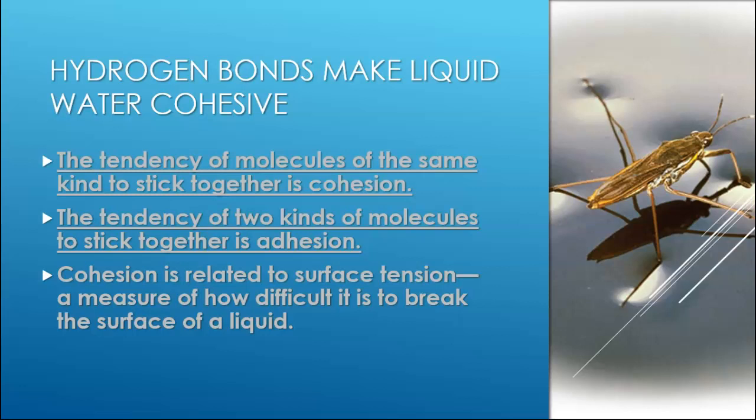Another term is called adhesion, and adhesion is the tendency of two different kinds of molecules to stick together. Both of those things are important when we're talking about properties of water. Cohesion of water is related to surface tension. That is a measure of how hard it is to break the surface of a liquid.